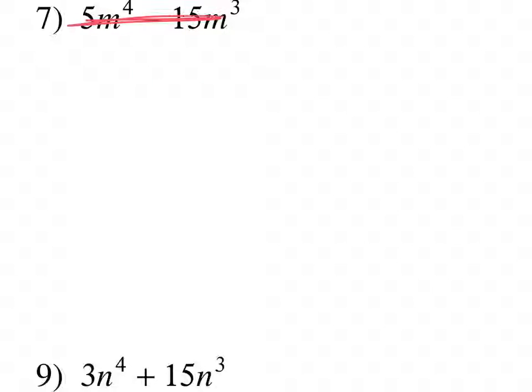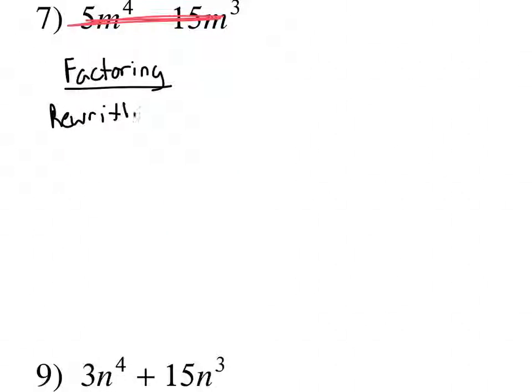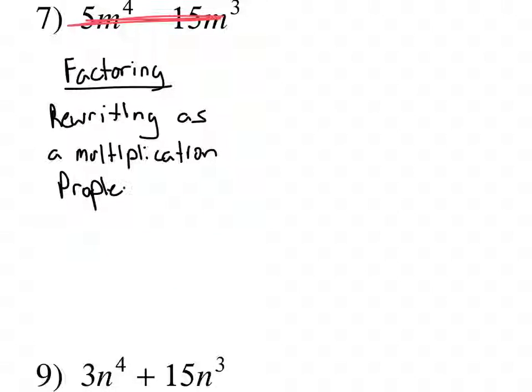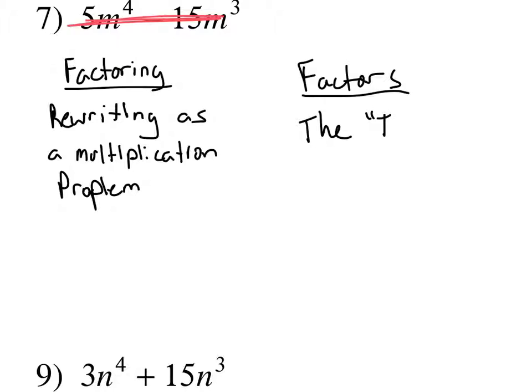So we are talking about factoring. First off, factoring, or if I ask you to factor something, then that is rewriting it as a multiplication problem. Okay, I want to rewrite it as a multiplication problem. Whereas, if I ask you for factors, or what are the factors, that's now a noun. Those are the things being multiplied.